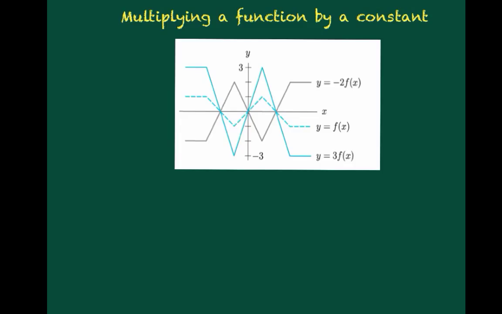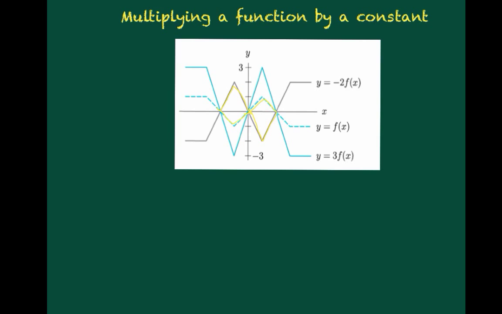Now, if you multiply by a negative number, you once again will stretch it. It will be bigger than your original if the absolute value of the number is greater than 1. But the negative sign will have the effect of flipping it over the x-axis. So you've now reflected your f of x over the x-axis and stretched it. So what had been your original f of x is now on the other side of the x-axis.